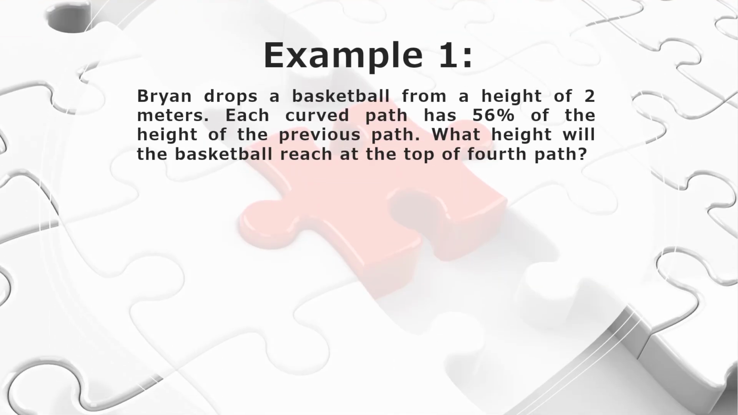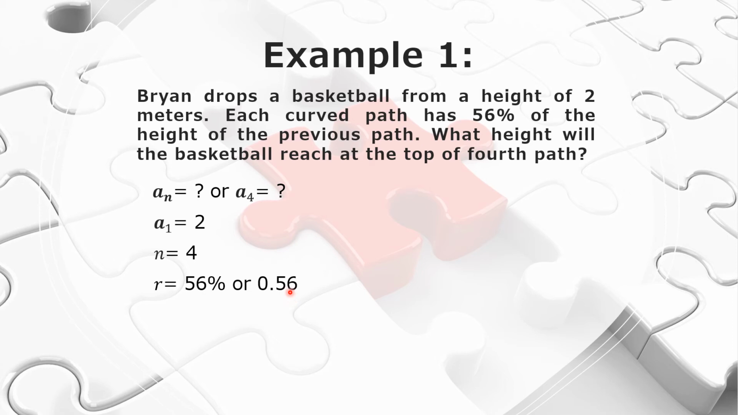Example number 1. Brian drops a basketball from a height of 2 meters. Each curved path has 56% of the height of the previous path. What height will the basketball reach at the top of the fourth path? A sub n ang hinahanap natin or ang a sub 4. A sub 1 is 2. n is 4 or ang hinahanap natin ang pang fourth path. r is 56% or 0.56.